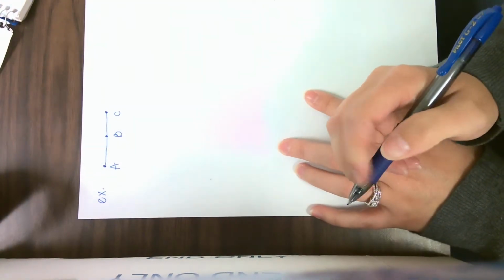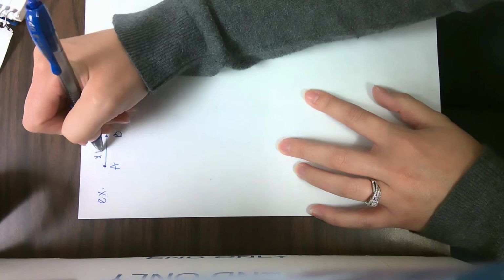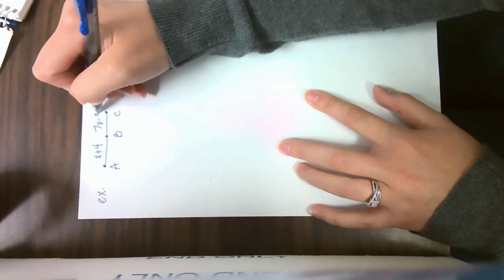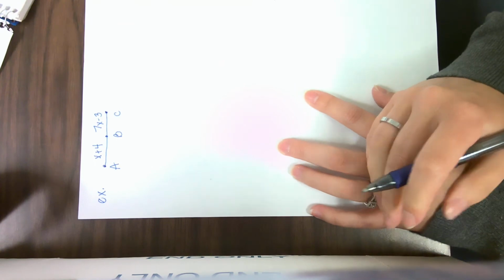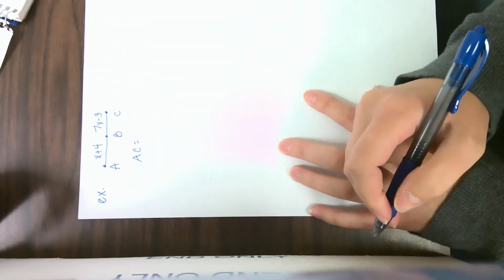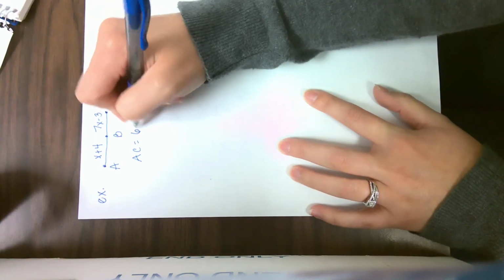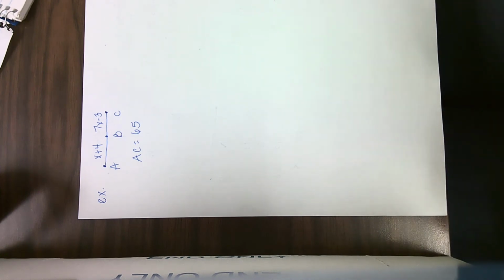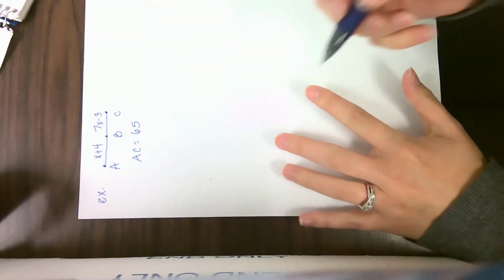All right, so let's say that they give us the equation x plus 4 for the length of AB and the equation 7x minus 3 for the length of BC. Okay, then they also have to tell us how long AC is. So AC is 65. Okay, so this is all the pieces of information they would give you, and then they would ask you to find the length of AB and the length of BC.